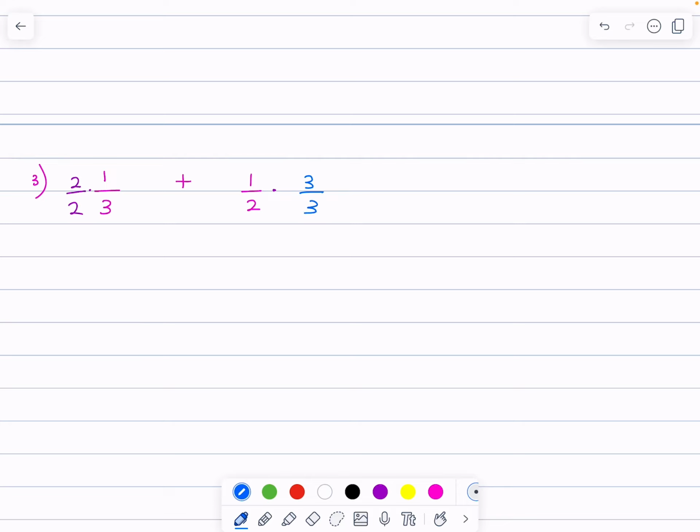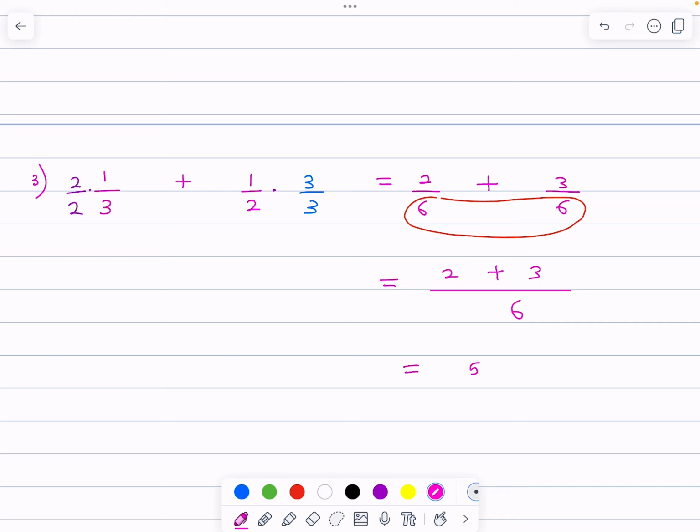Now, if I multiply that, what I'm going to get is 2 times 1 is 2, then 2 times 3 is 6, plus 1 times 3 is 3, and then 2 times 3 is 6. Now, if you observe, the denominators are now the same, 6, right? So I can easily simplify. I'll just write a big bar, put the denominator 6, then I have the numerators 2 plus 3, and this is just going to be 5 over 6. See that?